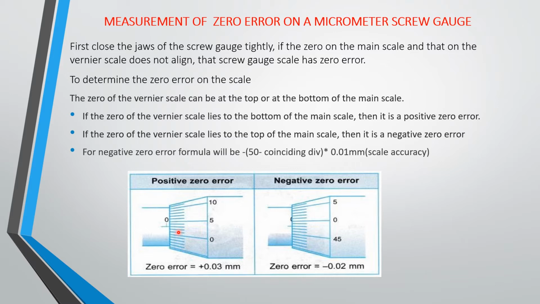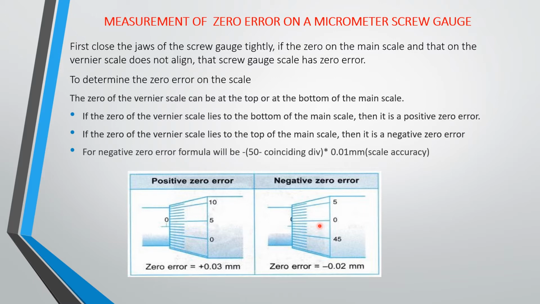That is positive. Now in this case, you count from the zero that is on top of the zero on the main scale. This is 1, 2. So that gives you negative 0.02. You multiply that 2 by the accuracy of the micrometer screw gauge, which is 0.01, and then you have negative 0.02 millimeters.